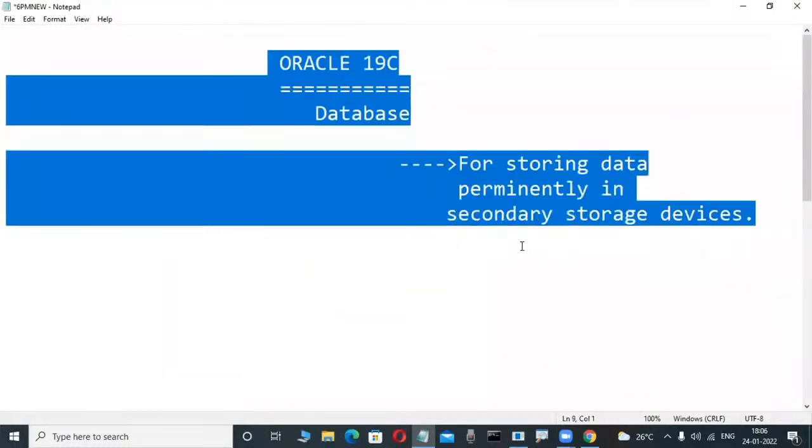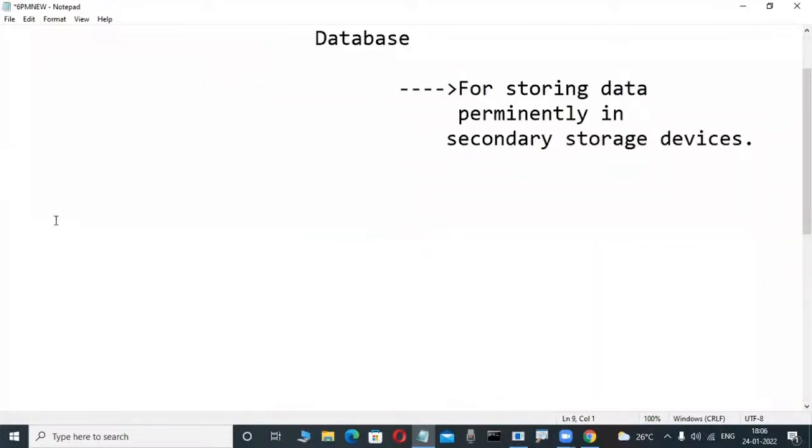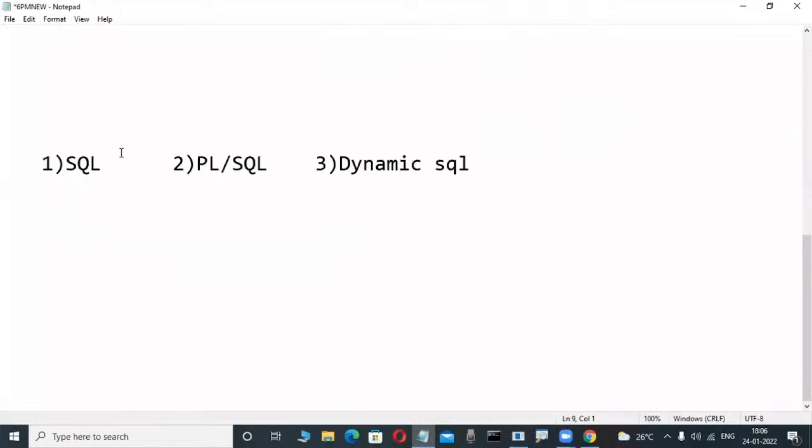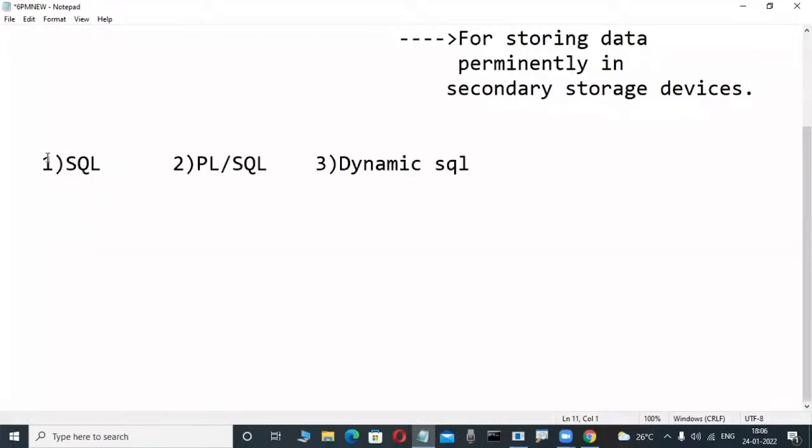What is that concept? Today I will tell you. Databases like Oracle, SQL Server, DB2, Sybase, and MySQL are all implemented based on the relational data model. For operating these products, we use SQL. But for the Oracle database product, we use three languages: one is SQL, another is PLSQL, and another is dynamic SQL. Up to this point, we learned in previous classes.